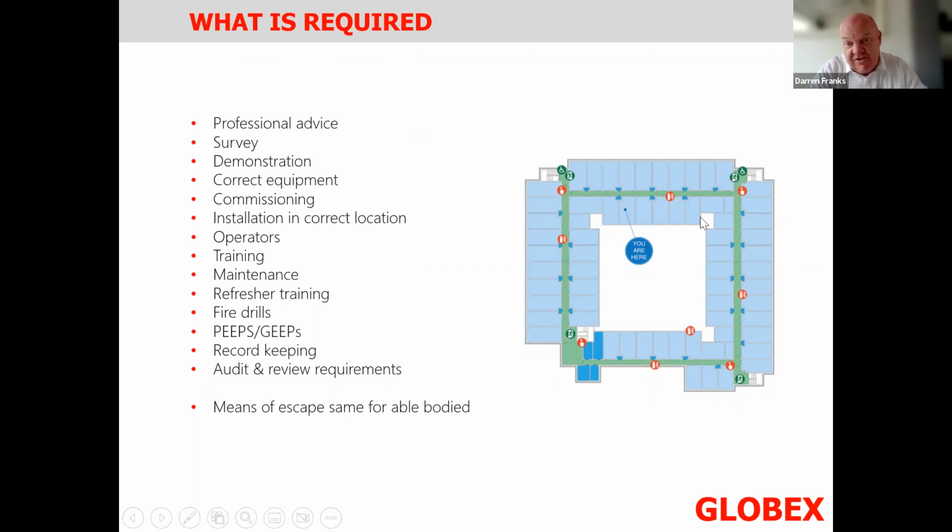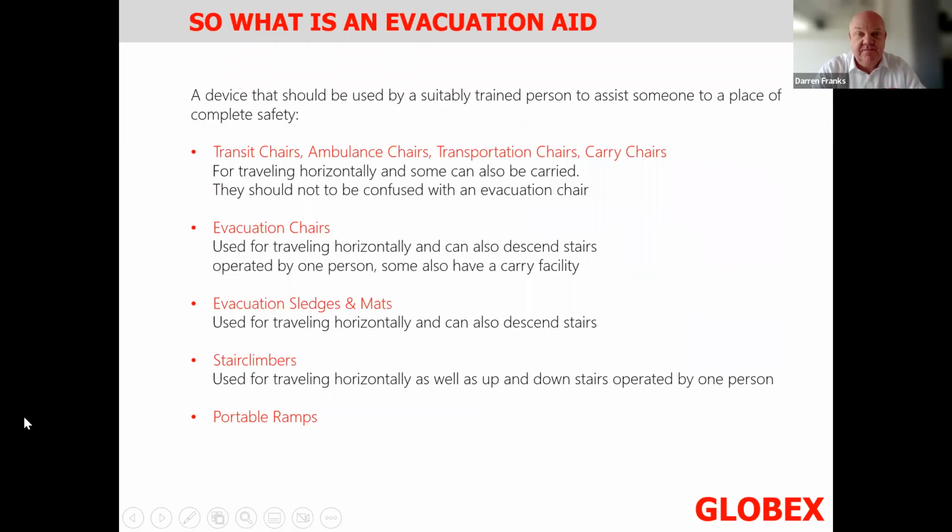There should be means of escape in two directions, so that, as I showed you from here, someone in this room, for example, if an incident happened this end can go out this way, and vice versa, they can go out this way. So again, just having that clear understanding. So finally, taking a breath, what is an evacuation aid?